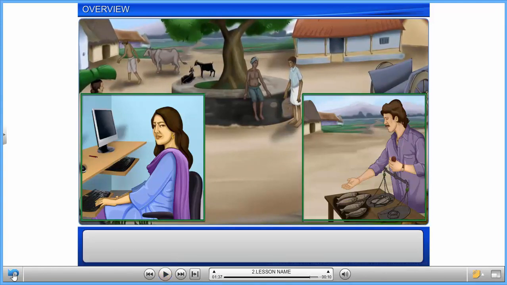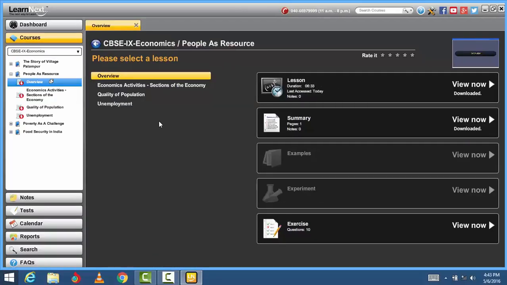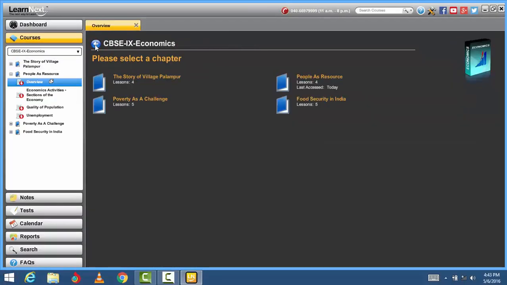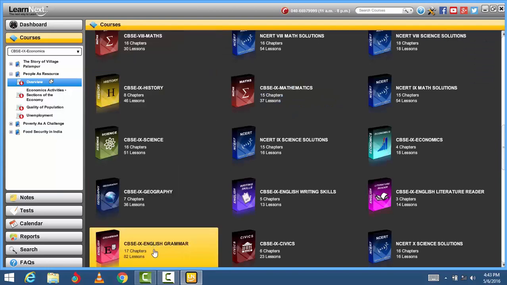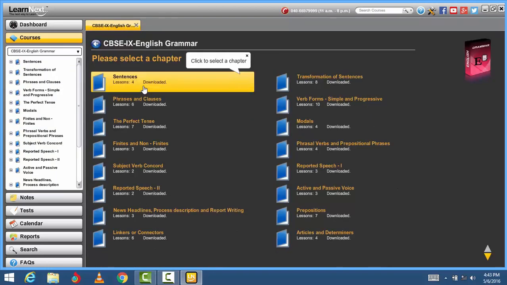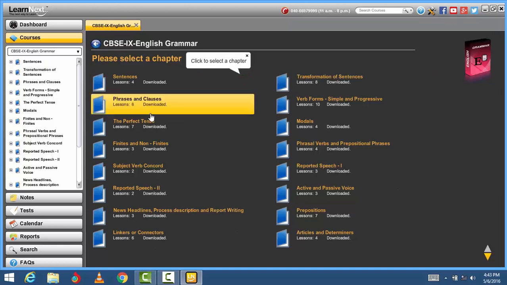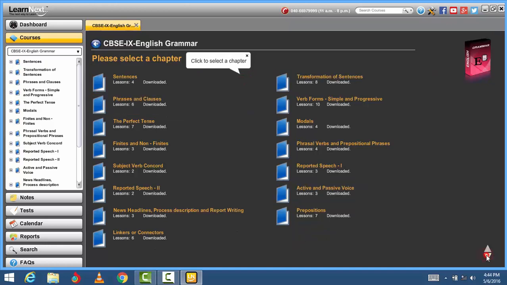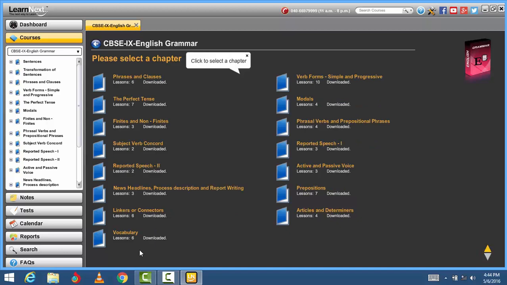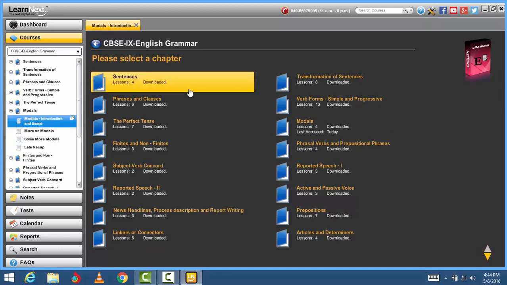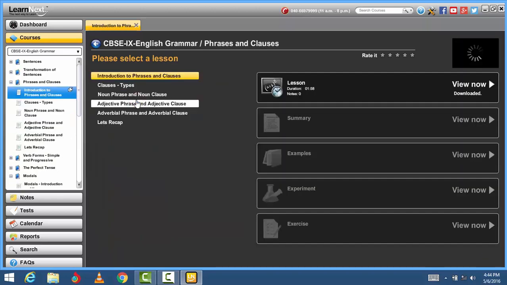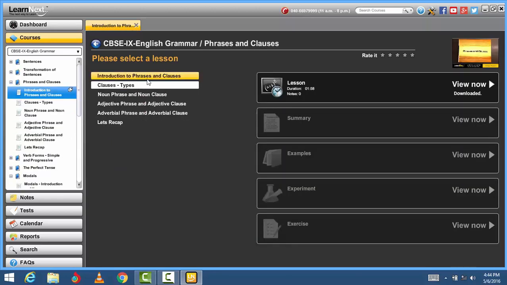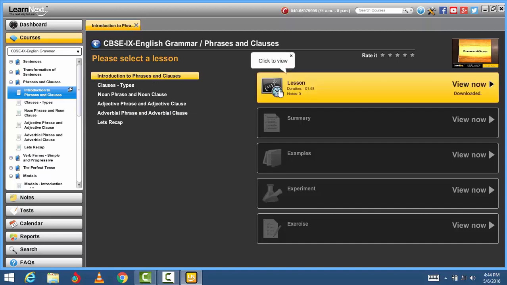This way, this is economics. So history, geography, civics and economics will be like that. Then will be English grammar. Starting with sentences, transformation of sentences, phrases and clauses, everything of English grammar is there. To vocabulary. Whatever chapter you want to go through, for example, phrases and clauses, click on the chapter, lessons will be there. First lesson is Introduction to Phrases and Clauses. Clicking here, this lesson will start.